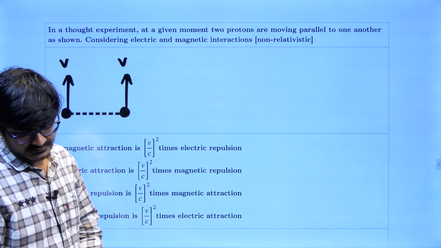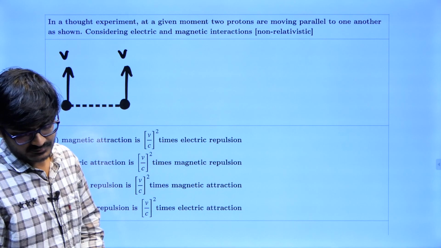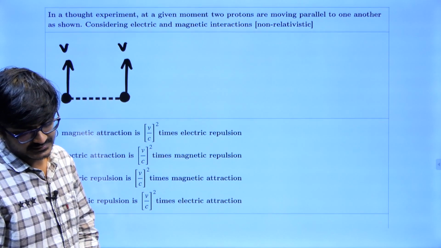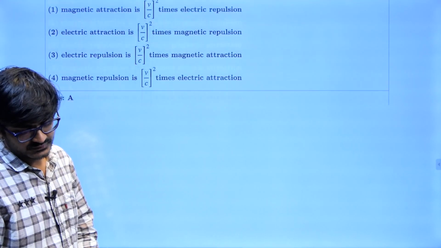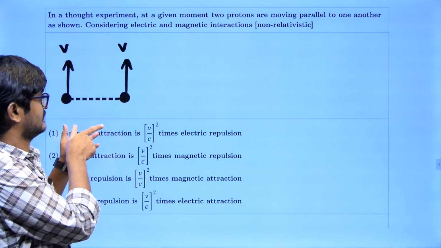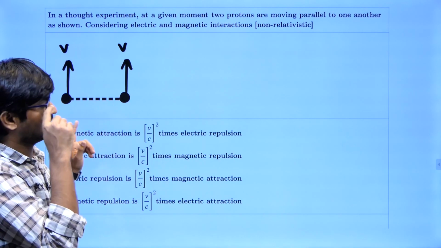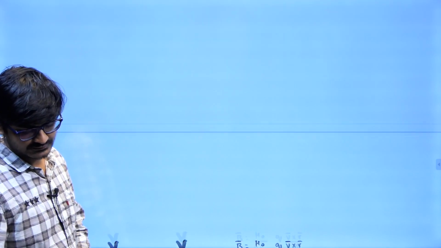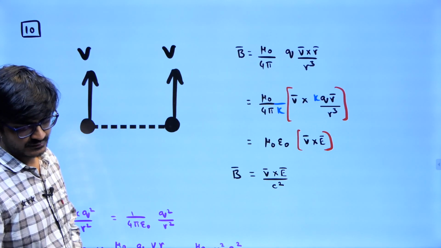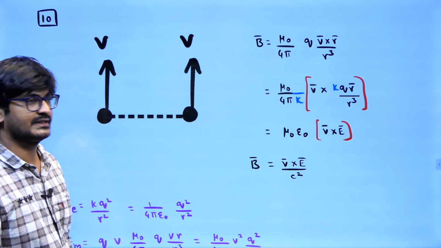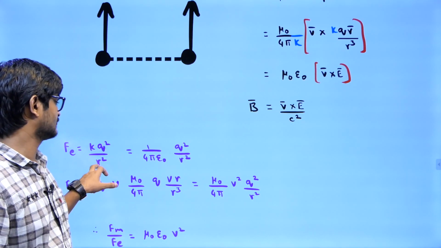That's from NCERT. In a thought experiment, at a given moment, two protons are parallel to each other, so considering electric and magnetic interactions. If two protons are going, the electrostatic force will be repulsive and the magnetic force will be attractive, similar currents, similar direction. Now if you want to compare the magnitude, how to find the electrostatic force? You need to find the field and multiply with the charge, which will turn out to be kq square by r square.